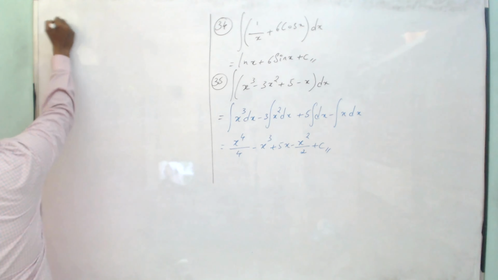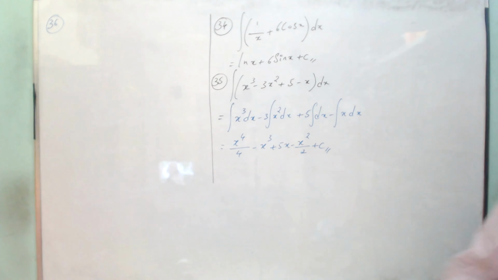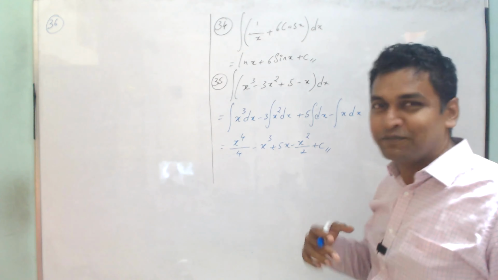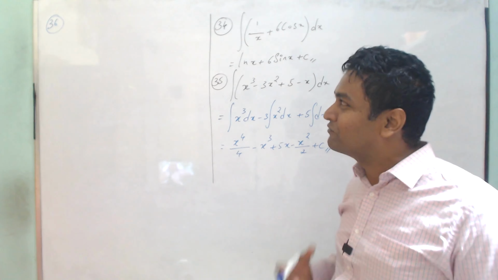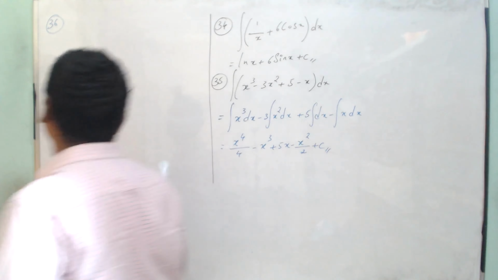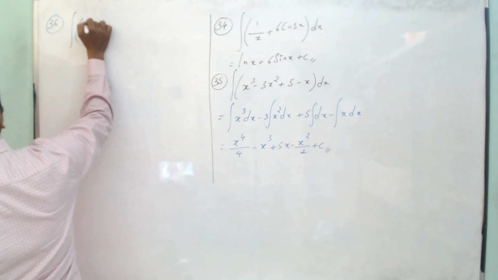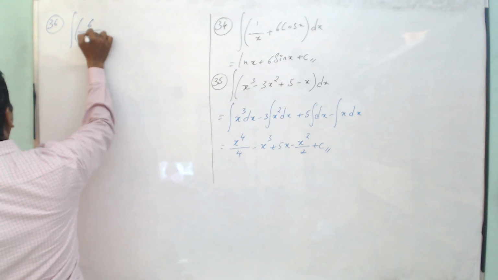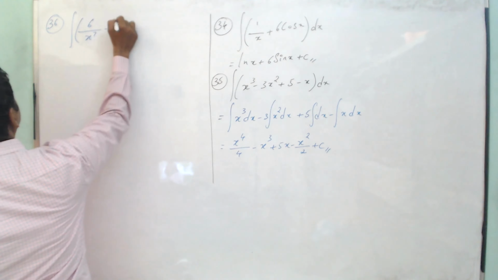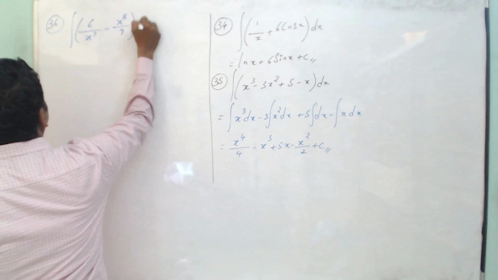36. Okay, क्योंकि आप इतना confident हो और आपको you don't have to go back and see how it's solved, you're very confident, so that's why I'll give you a very easy one. So integral of 6 by x to the power 7 minus x to the power 8 by 9 dx.